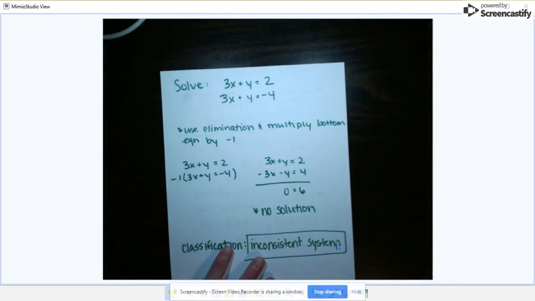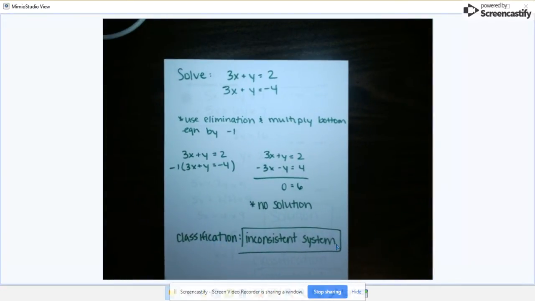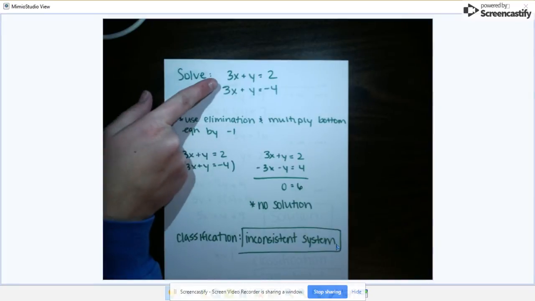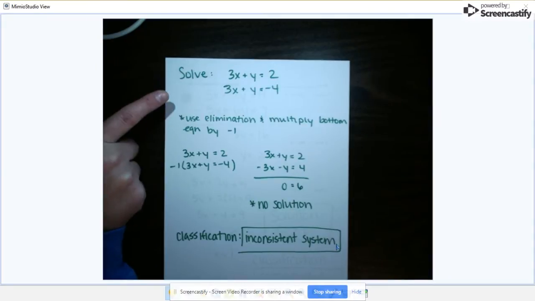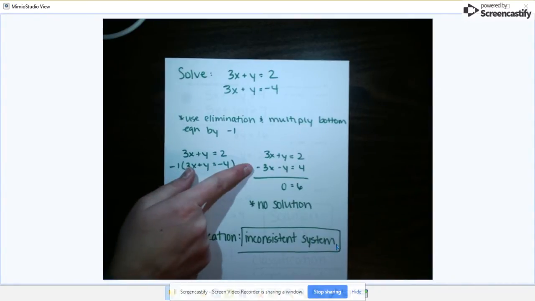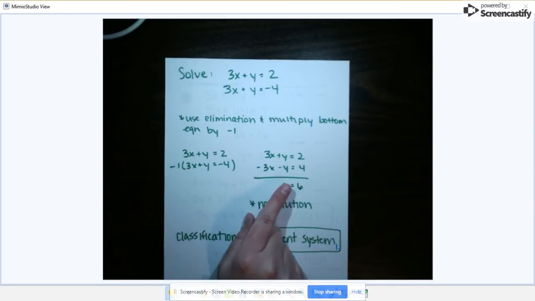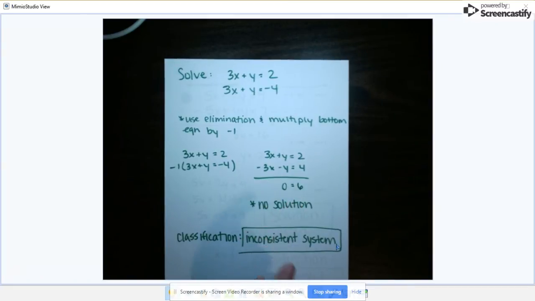Here's another quick example. I chose to use elimination here because either your x or your y will cancel, but you must multiply one equation by negative 1. So I multiplied the bottom equation by negative 1 to get this. When you go to eliminate, your x's cancel and your y's cancel, so you have 0 equals 6. Again, weird answer. It's false, so we know there's no solution, and we classify that as an inconsistent system.